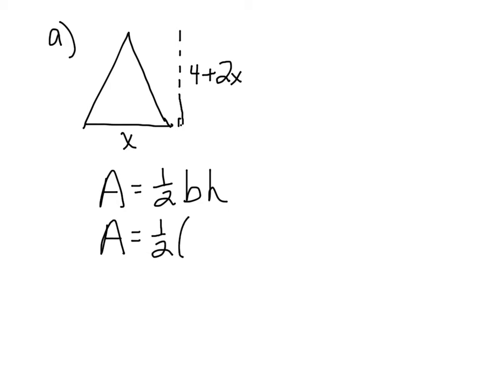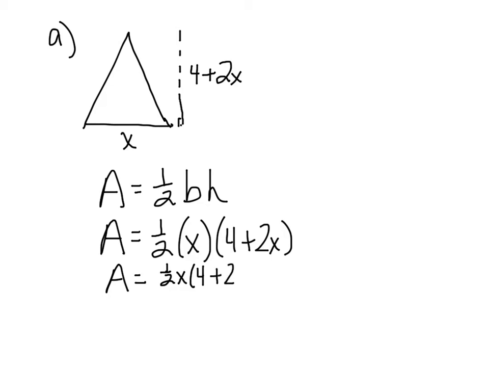The base we have is x. The height we have is 4 plus 2x. So that would give me A equals 1/2 x times 4 plus 2x, which means I have to distribute a 1/2 x. A half times 4 would be 2, and a half x times 4 would be 2x.